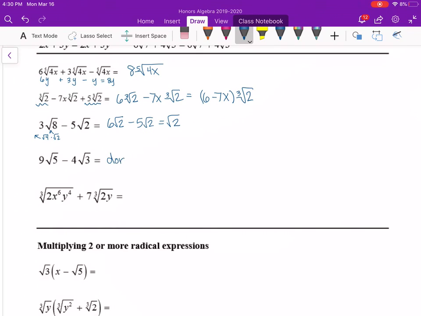And sometimes they just won't be. Square roots of 5 can't be simplified, square roots of 3 can't be simplified, so we cannot combine those unlike terms.